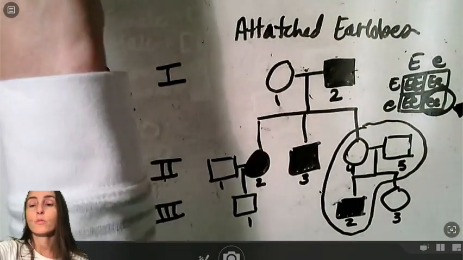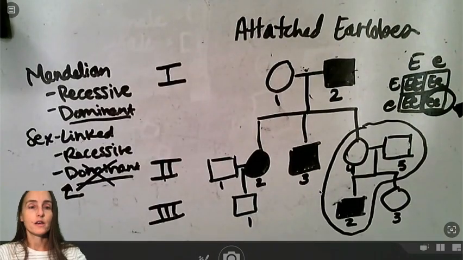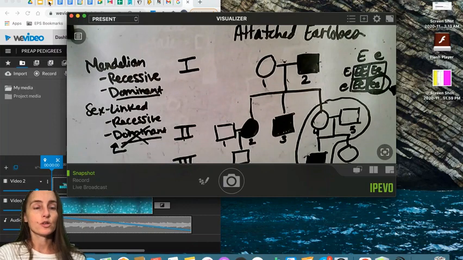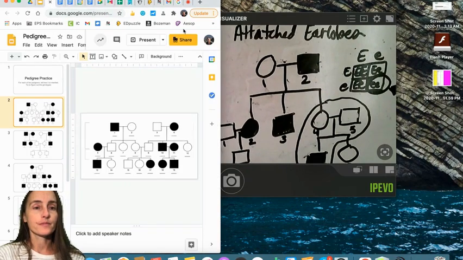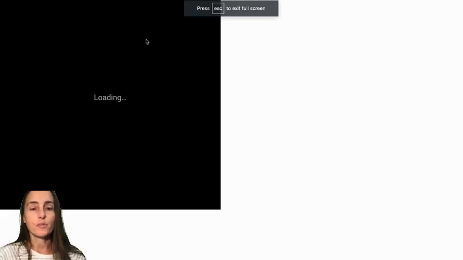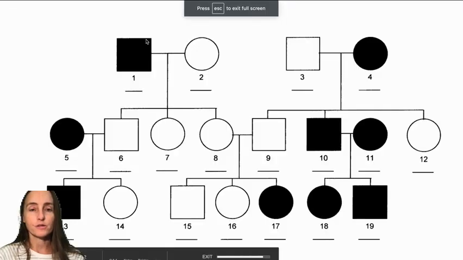Okay, so let's bump over and do one little practice pedigree. I'll show you real quick. Let me figure out which one it is. Here we go. So let's do one practice pedigree here and try to figure out what's going on.